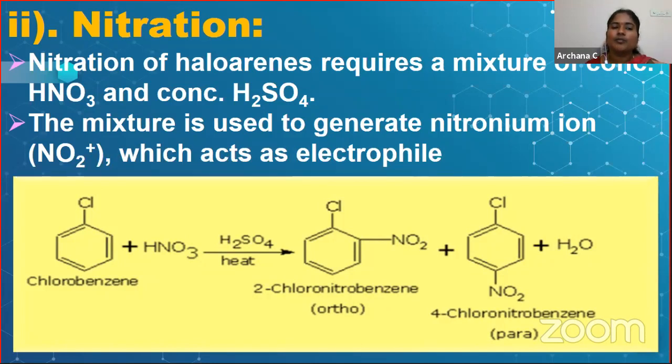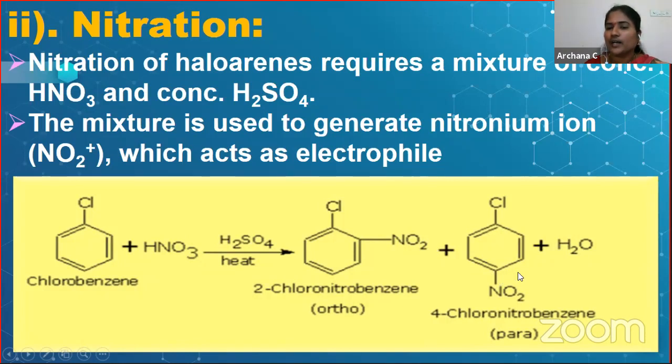See the reaction here, when chlorobenzene reacts with nitric acid and sulfuric acid, it results in 2-chloronitrobenzene. Why are we giving this name? Whenever any functional groups are present, we have to see which position the chlorine is at. This is the first position nitro, and the second one will be the 2-chloro. So therefore we are giving the name as 2-chloronitrobenzene.